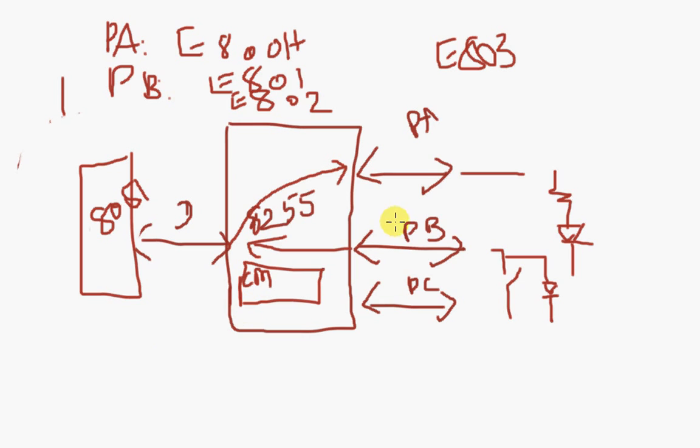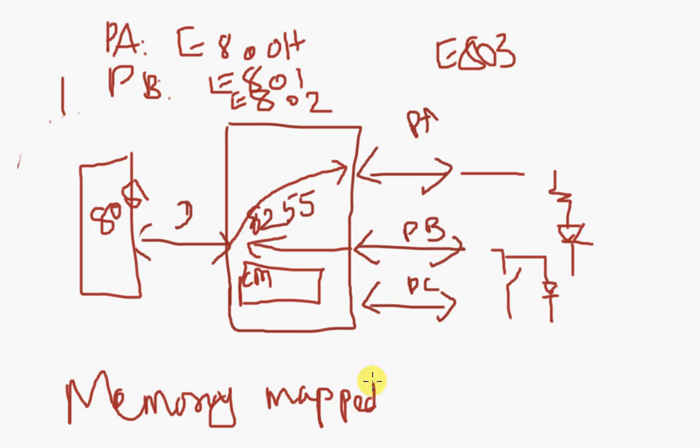This is connected something like memory mapped IO. In the sense you are accessing IO by means of memory. As a memory you are accessing it. So the addresses are E800, E801, E802, and the control word to configure your ports is E803. So you can work it out. The remaining things you can discuss in lab.